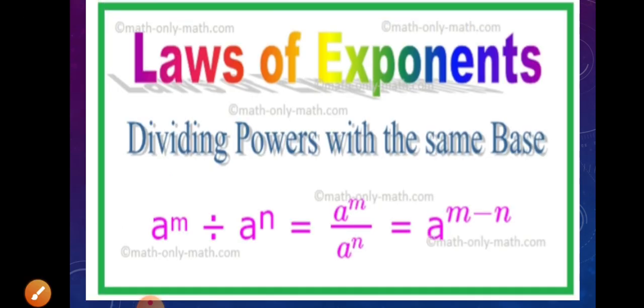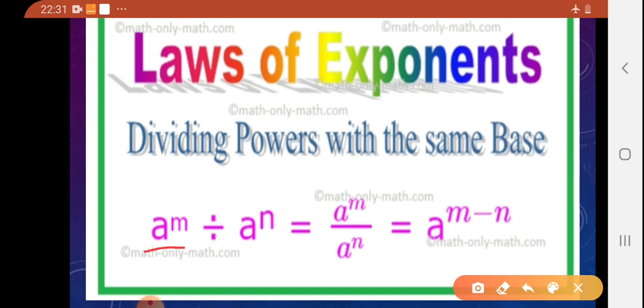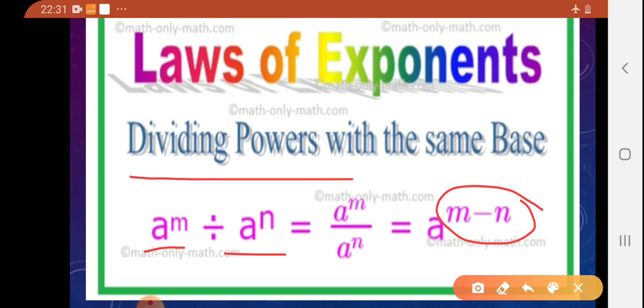The next law says that if two numbers have the same base and are divided, then the powers will be subtracted. Here also you can see the base is the same, a is the base on both sides. So the powers will be subtracted. Dividing powers with the same base means the powers will be subtracted.